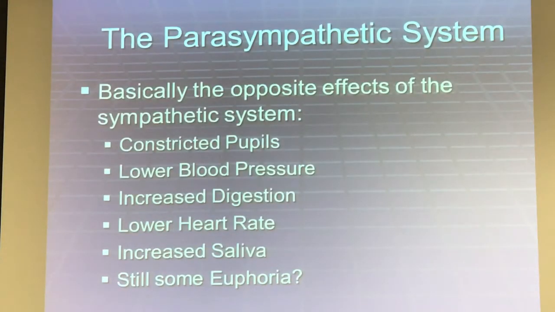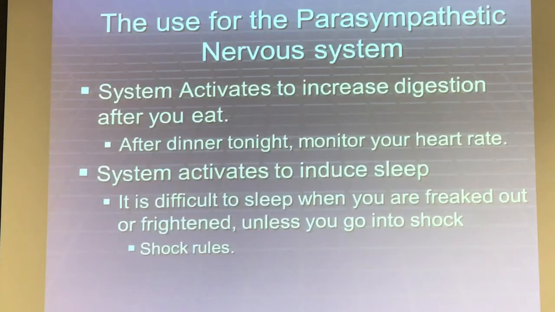So we talked about the sympathetic nervous system last time. Opiates and other depressants activate the parasympathetic nervous system, which basically does the opposite stuff. Instead of dilating your pupils, it constricts your pupils, it lowers your blood pressure, increases your digestion, and also gives you some euphoria.